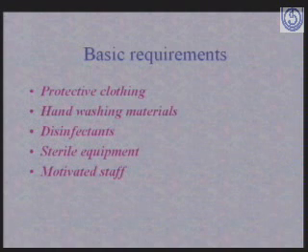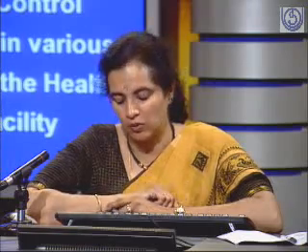So what are the basic requirements here? Protective clothing, hand washing materials, the disinfectants, use of sterile equipment, and most importantly a motivated staff. Because if you have all the requirements for a good infection control program in the hospital, if everything is in place, the program will still fail if you don't have a motivated staff. So that is one of the most important things, to have a staff that is well trained, well motivated to carry out all the standard precautions in order to prevent these hospital acquired infections.